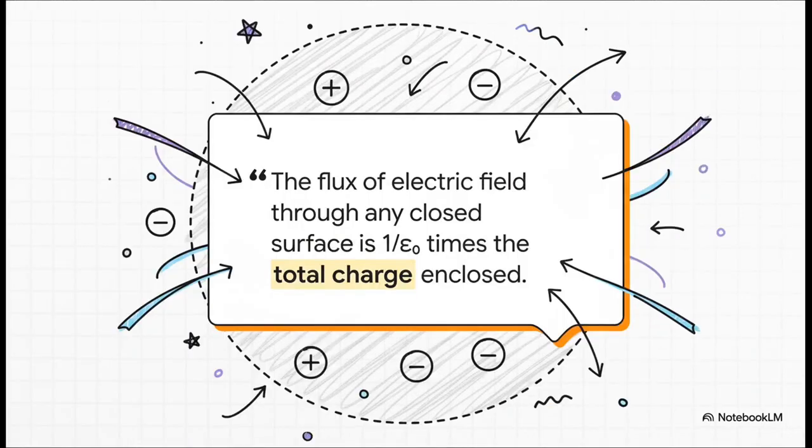And this is where the genius of Gauss's law comes in. It says something that sounds complicated, but is actually mind-blowingly simple. It says that if you draw any imaginary bubble in space, the total number of field lines poking out of that bubble, the total flux, depends only on how much charge you've trapped inside. That's it. Nothing else matters. The charge inside dictates the flux outside.